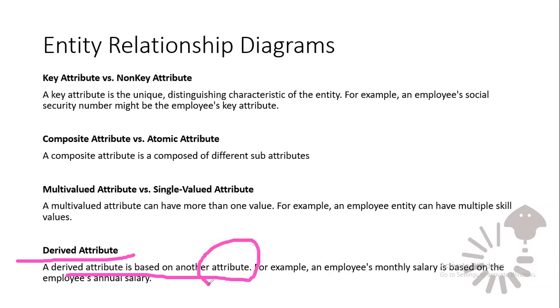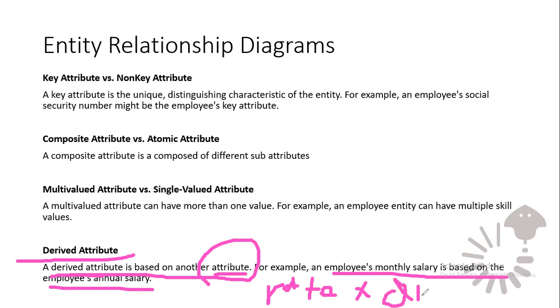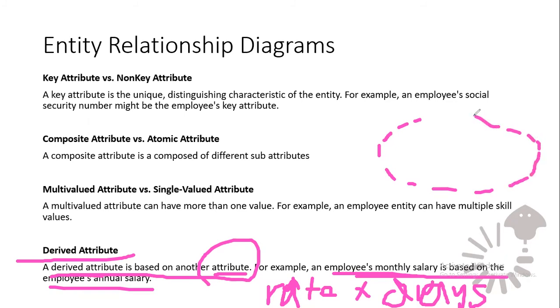Derived attribute, for derived attribute is based on another attribute. Ibig sabihin, we can derive, we can get the value of this attribute from another attribute. For example, monthly salary is based on the employee's annual salary. Or, sa case ng Pilipinas, monthly salary is based from rate with days, number of days worked. So if I know kung ilang araw siya nagtrabaho, if you know kung ano yung rate niya per day, that's how I can compute monthly salary. And to represent monthly salary or derived attributes, naka-broken lines sila. Salary.